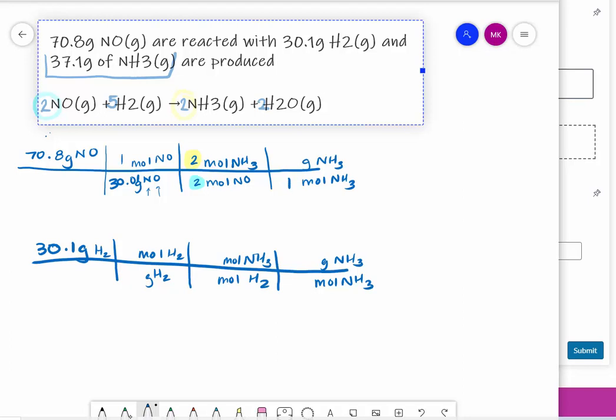Then we need the molar mass of ammonia. The molar mass of ammonia is 17.03. Again, go to the periodic table, look up nitrogen, and add up 3 hydrogens to that. You should get about 17.03. And when you do this arithmetic, that is 70.8 times 2 times 17.03 divided by the product of 30.01 and 2. And you should get something along the lines of 40.177 grams of ammonia. Now, I did not use significant figures there on purpose. I'm not ready for that yet.